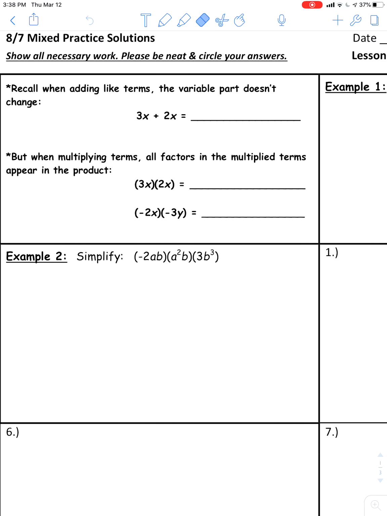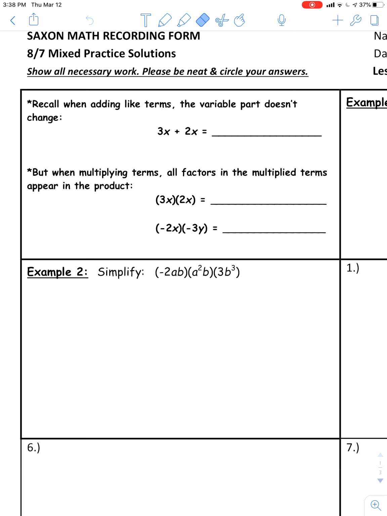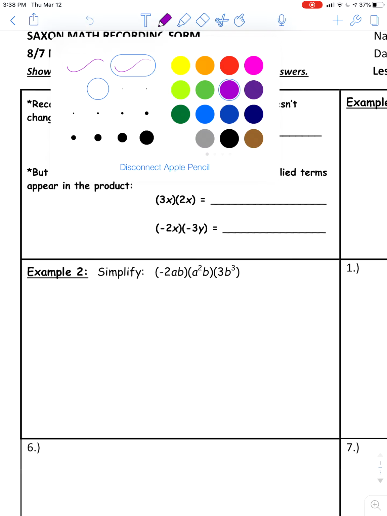I'm going to go ahead and zoom in a little bit here. Get a different color pencil. Go do blue.